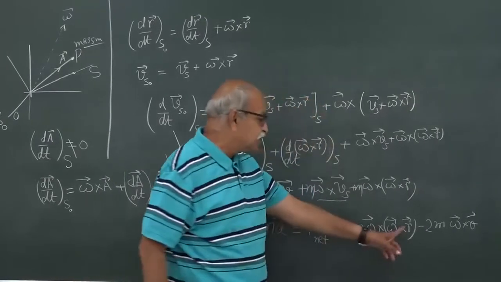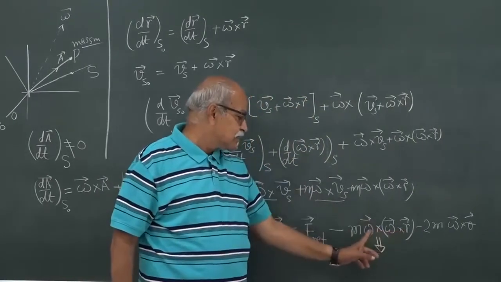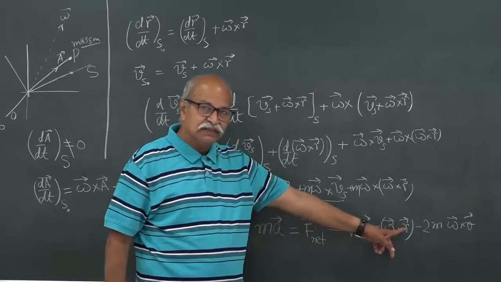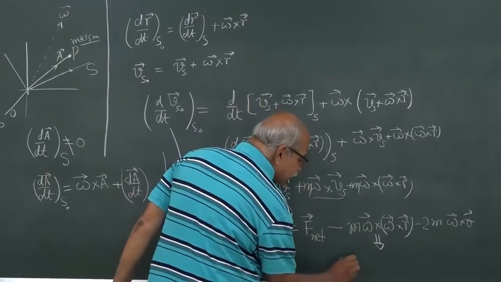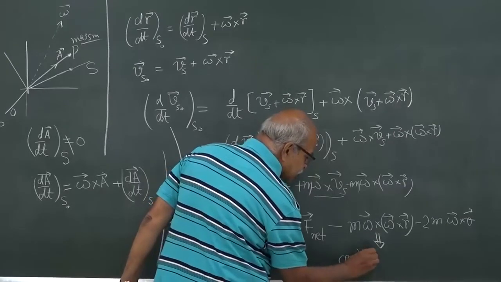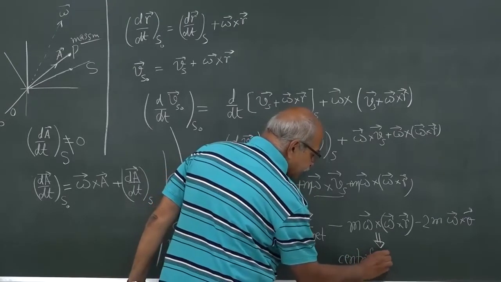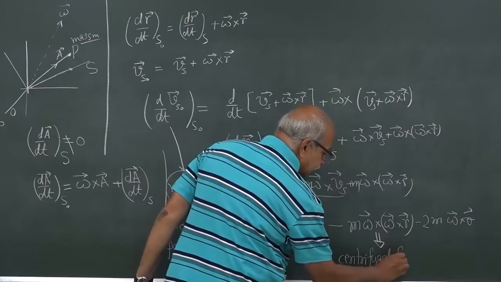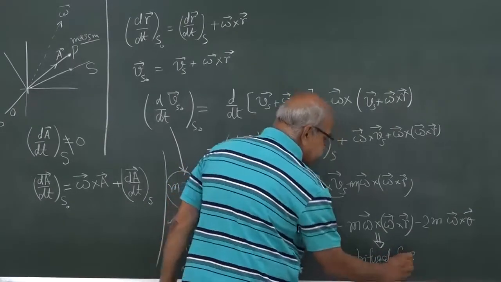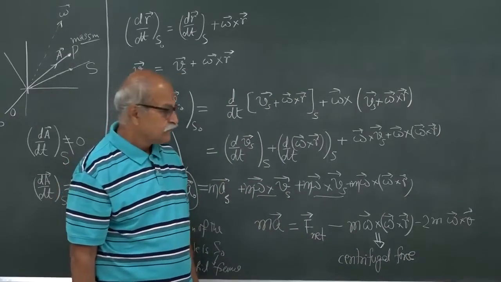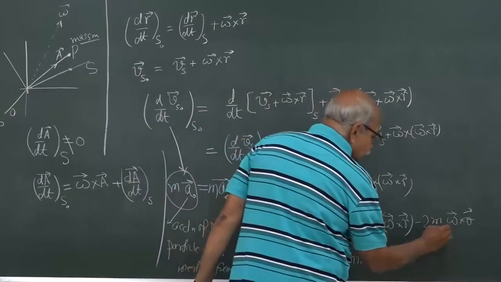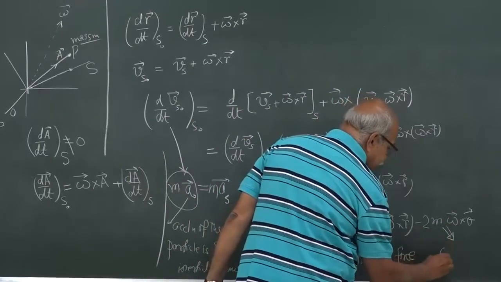Now, this quantity depends on the position of the particle, and this is known as centrifugal force. Now, we are defining centrifugal force in the most general way. This quantity is called centrifugal force, and this quantity is called Coriolis force.